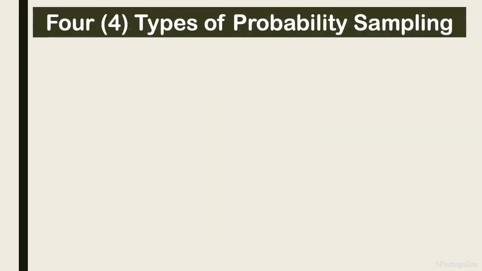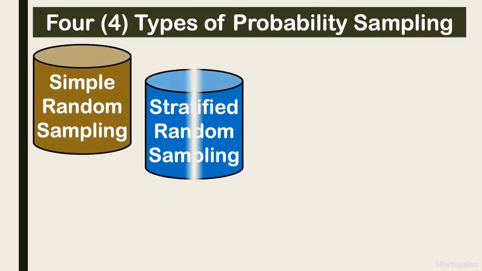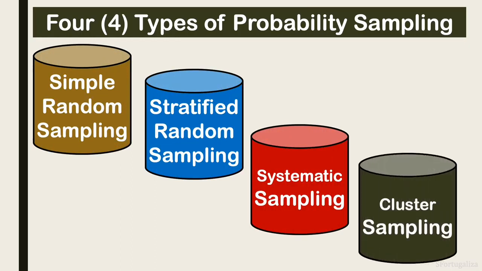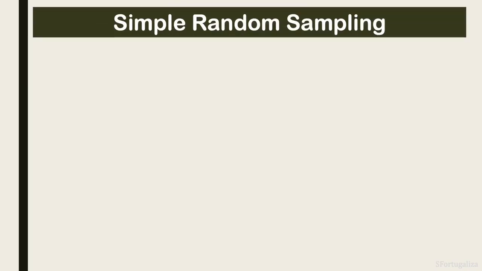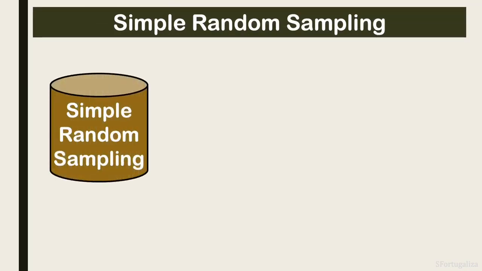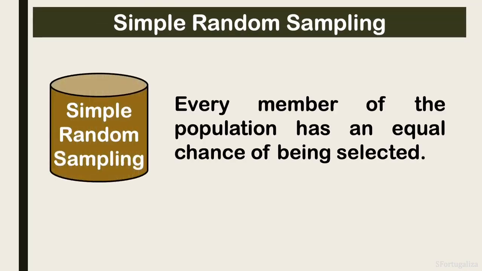There are four types of probability sampling: simple random sampling, stratified random sampling, systematic sampling, and cluster sampling. What is simple random sampling? In simple random sampling, every member of the population has an equal chance of being selected.